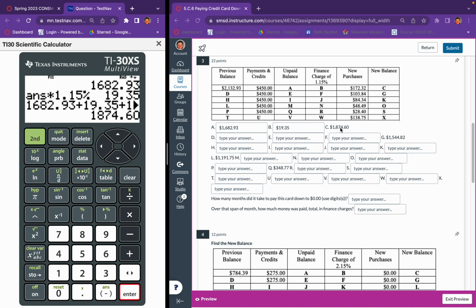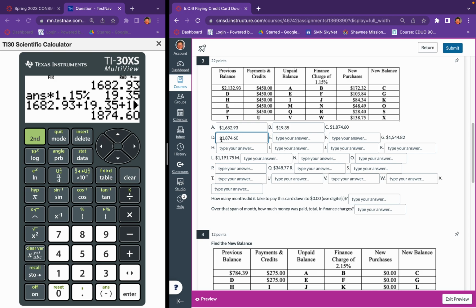So $1,874.60 is what you owe at the end of this month. If that is what you owe at the end of this month, that's what you owe when the next month opens, when the next billing cycle opens. So the previous balance is the same number, $1,874.60. What you owed at the end of the month is what you owe at the beginning of the next month, the next day, basically.